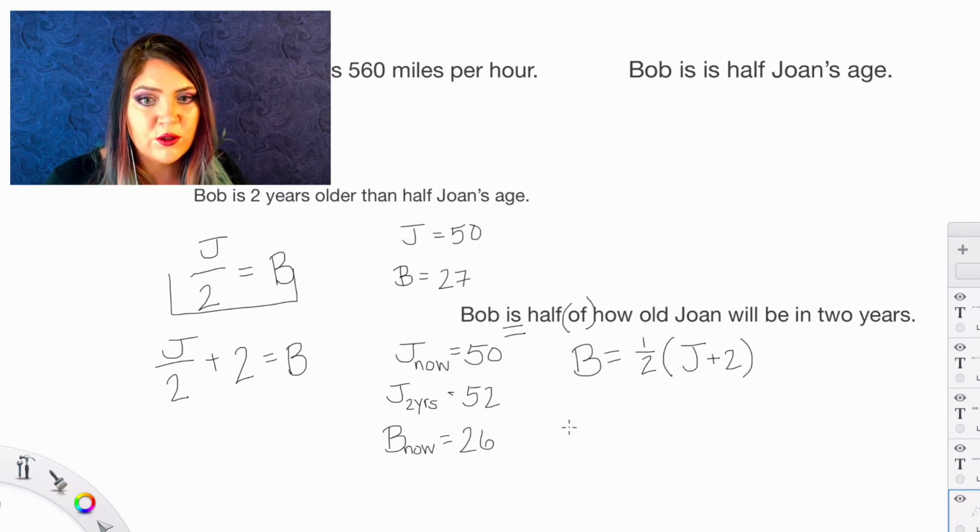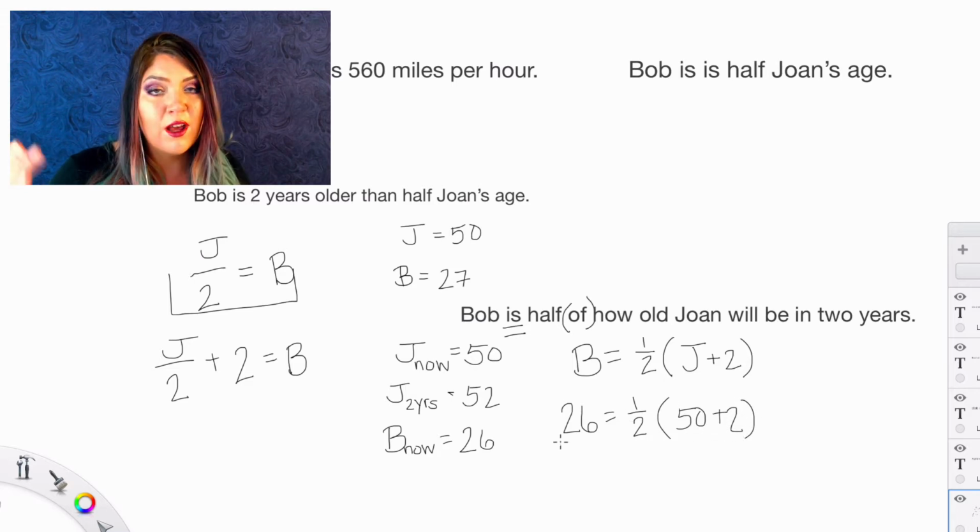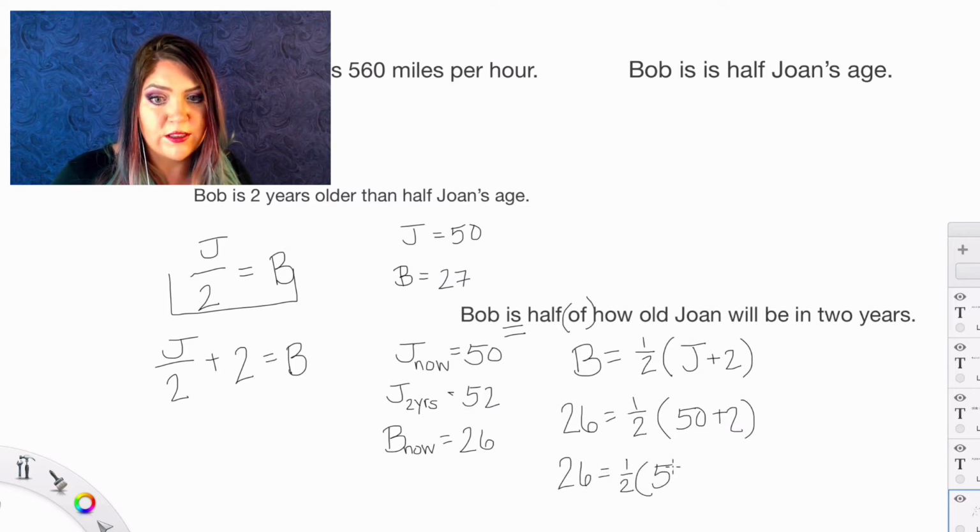So does 26 equal 1/2 of 50 plus 2? Okay. If you're good at arithmetic, you can eyeball it and see it, but I'm going to just check it out. 26 equals 1/2 of 52. Yeah? Yes, that is true. So we know that this is the proper solution.